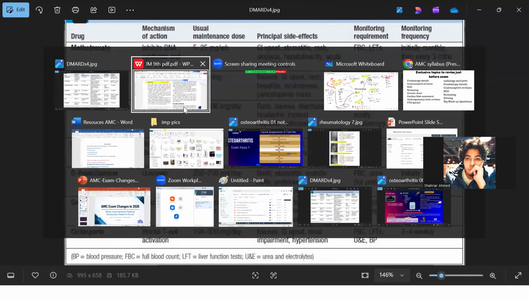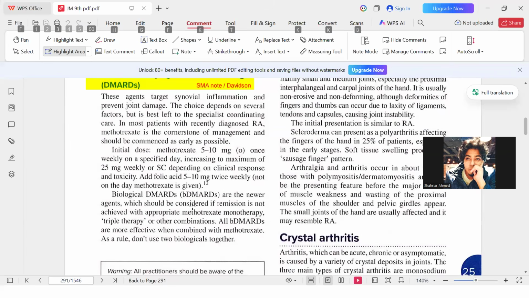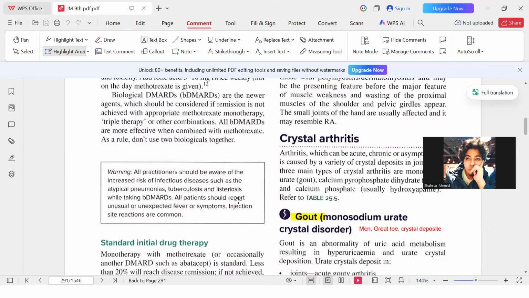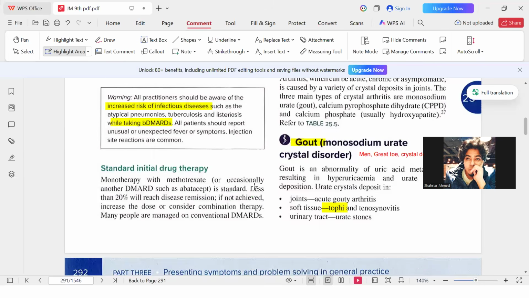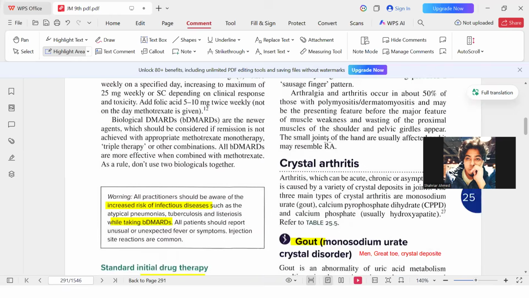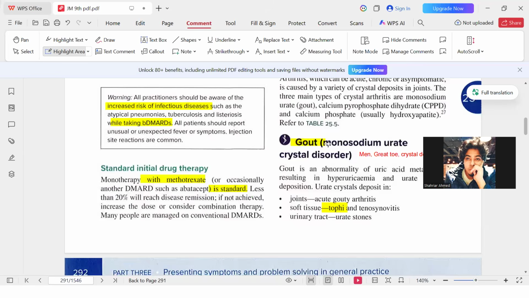Okay, everyone, time for switching. Yes. So here they have written in quite a non-specific way, which I don't like. Here's a line: all practitioners should be aware of the increased risk of infection of some conditions like atypical pneumonia while taking DMARDs. So this can be an extra line for you. Monotherapy, often with methotrexate, is standard. Okay. I hope that is clear to all the dear doctors.